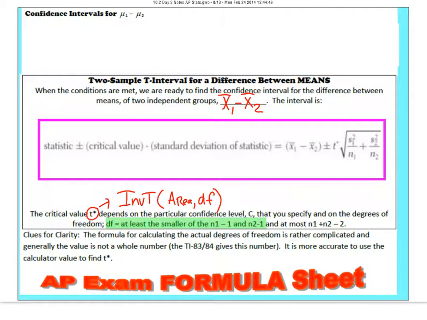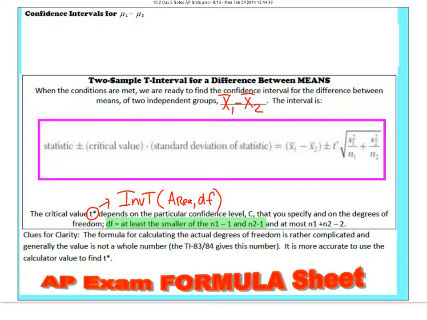So the formula for the confidence interval, when you have to find the difference of two means: we need to make sure the conditions are met for the confidence interval, and that we have two independent groups. So we will have to check for independence. We will check for normalcy and also talk about randomness. But the interval is this.